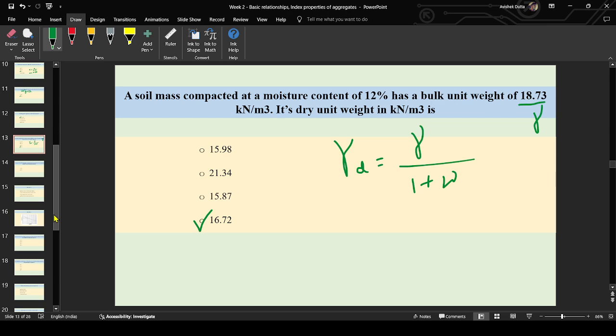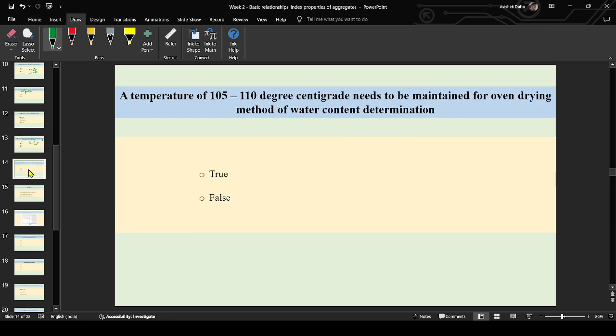Next question: a temperature of 105 to 110 degrees needs to be maintained for the oven drying method of water content determination. True. Most of the pore water or free water can be eliminated with this minimum temperature. The boiling point of water is 100 degrees centigrade, but if it is more than 105, then the time will be less. That's also an important factor during laboratory testing.